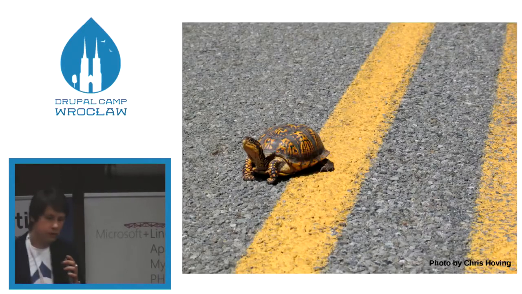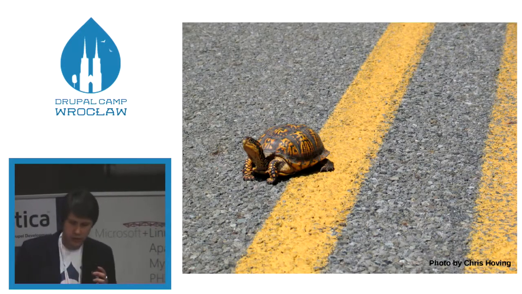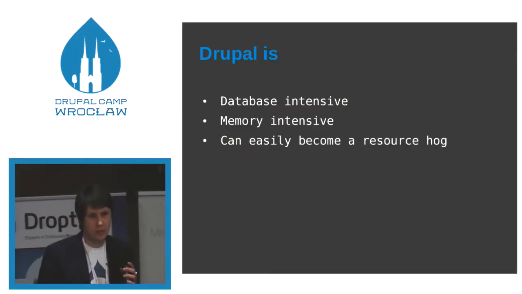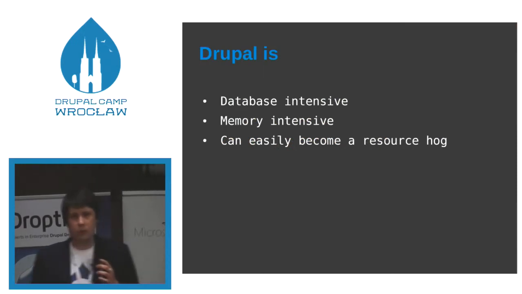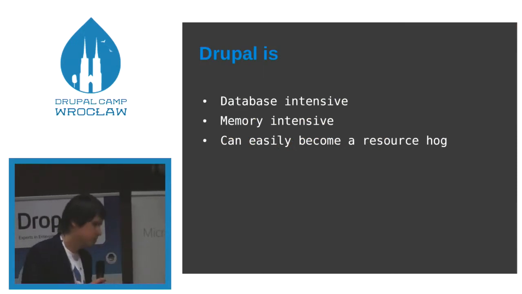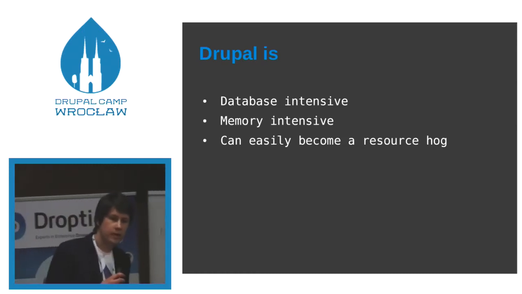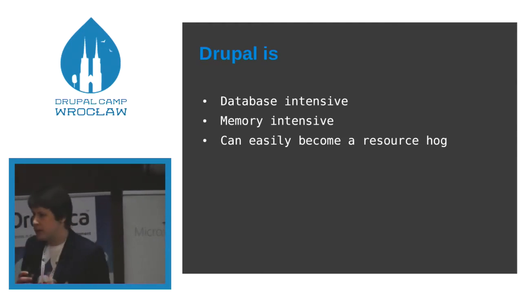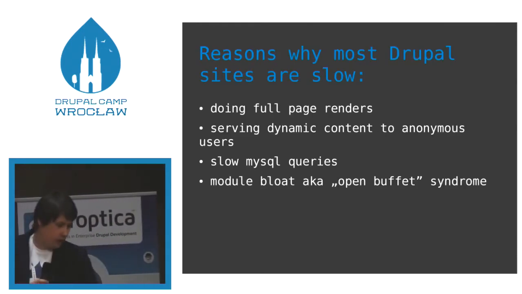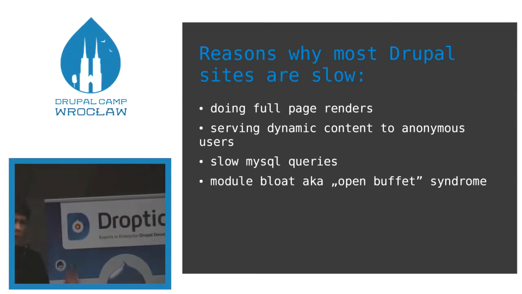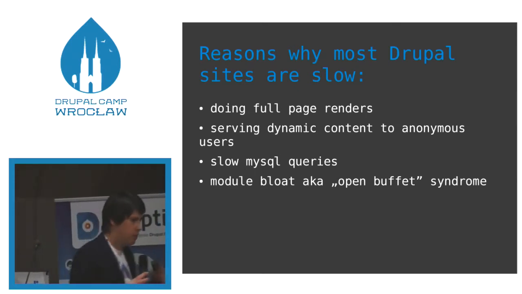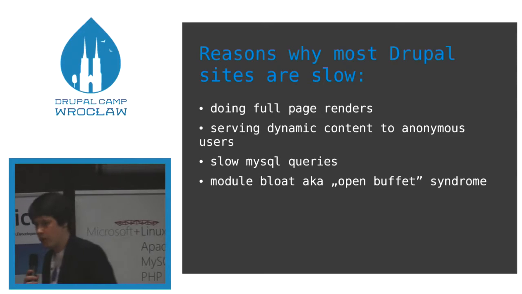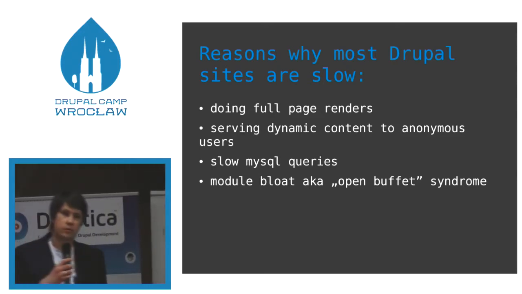But as I told, the horrible truth about Drupal is that it's not a kitty, it's just like a turtle sometimes. And you know why? Because Drupal is database intensive, memory intensive, and uses lots of resources. And why does this happen? Because by using Drupal, we are doing full page requests when we don't need to do that. We are serving dynamic content to anonymous users.